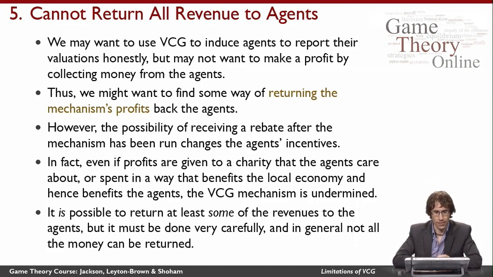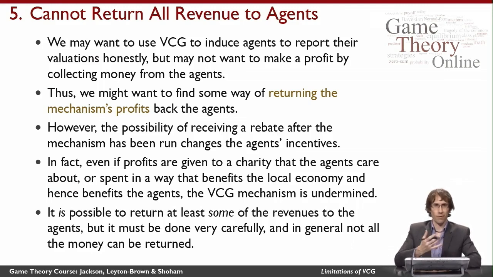And the problem is that if I just give all of the agents a rebate, kind of no matter how I do it, it ends up changing the agent's incentives. So the agents start behaving differently in order to change the amount of a rebate they get, and it ends up breaking VCG. So for example, even if I say, I'm going to take all of the profits that VCG makes and give them to charity, well, if the agents care about the charity, then they're going to care about what happened, and that's going to change their utility. Or if I'm going to just take the money and go down the street and buy myself something, if that benefits the local economy and that benefits the agents, then that's going to give them new incentives.